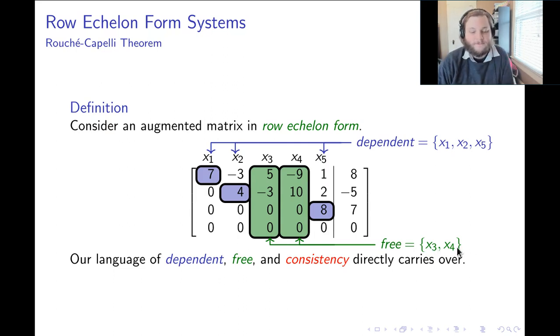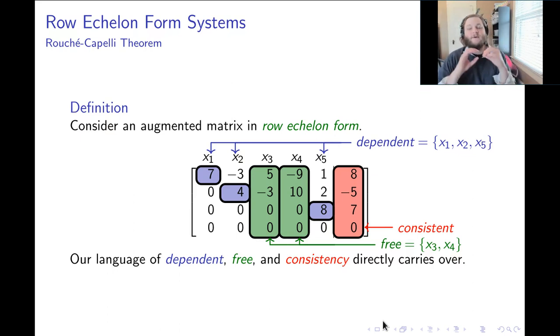Also, our language of consistency for reduced row echelon form systems said that the system is consistent if there is no pivot in the augmented column, and inconsistent if there is a pivot in the augmented column. Well, in this example, there is no pivot in the augmented column, so this is an example of a consistent system. So the language that we use to describe reduced row echelon form systems totally carries over to non-reduced row echelon form systems.